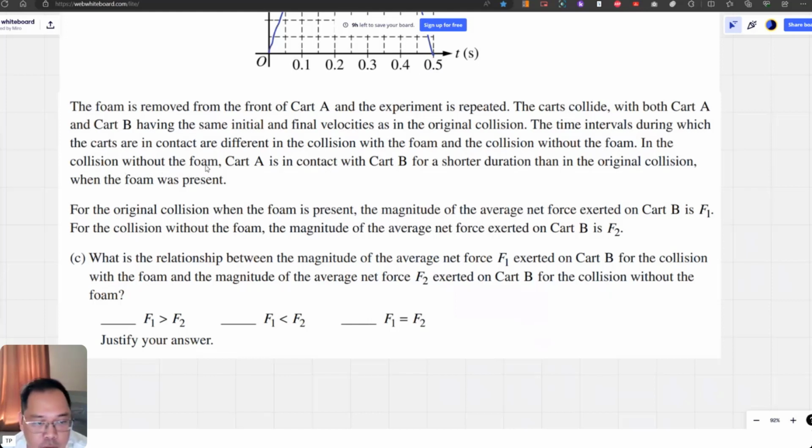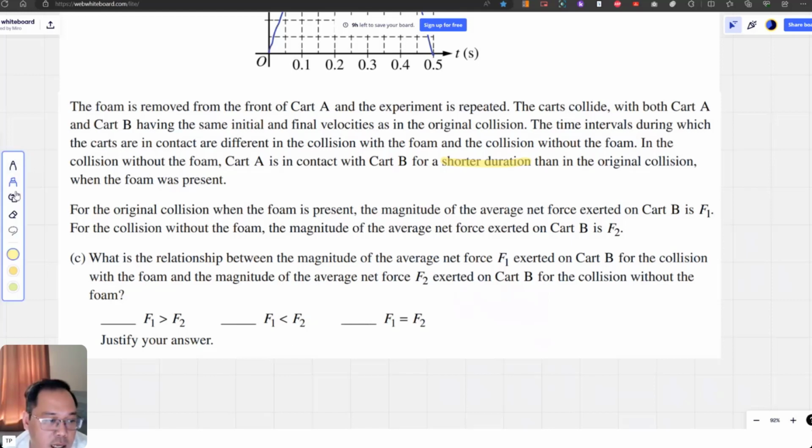In the collision without the foam, car A is in contact with car B for a shorter duration than in the original collision with the foam. For the original collision, when the foam is present, the magnitude of the average force exerted on car B is F1. For the collision without the foam, the magnitude of the average force is F2. What is the relationship between F1 and F2? Very long question, but it just asks for the relationship between F1 with the foam and F2 without the foam.